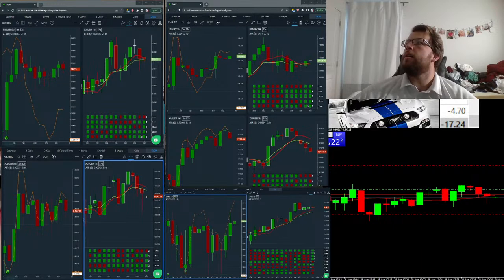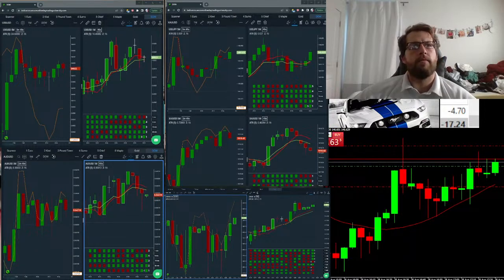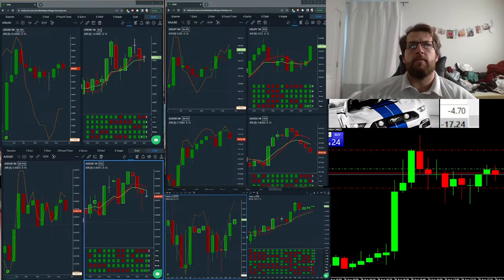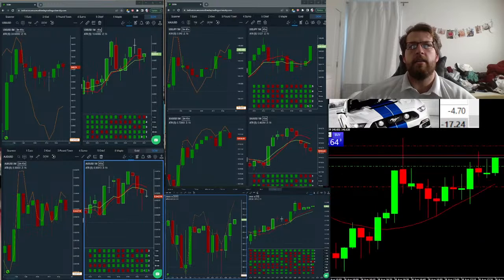Okay. Just bought the yen. These two trades are still hanging in there. Yen's looking pretty good so far. It's already got halfway.